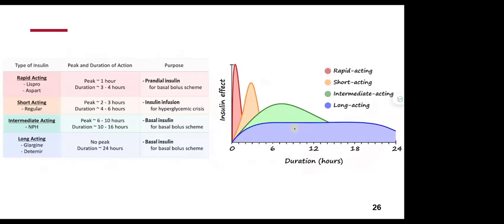So this is the same as what I've been talking about. These are the different types. These are their peak hours, and then duration of action. But we see here we can use NPH as basal. We can use NPH as basal insulin, and then sometimes we have what we have here is mixed, which is usually a combination of regular insulin and the intermediate acting NPH.